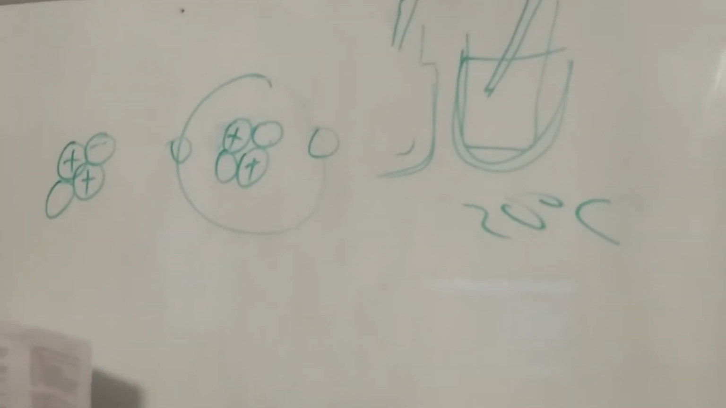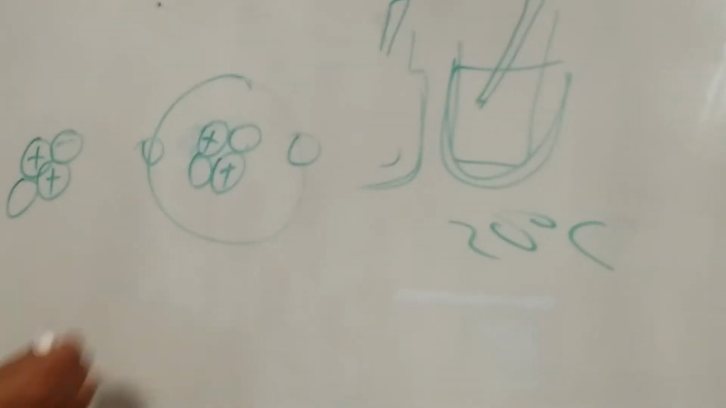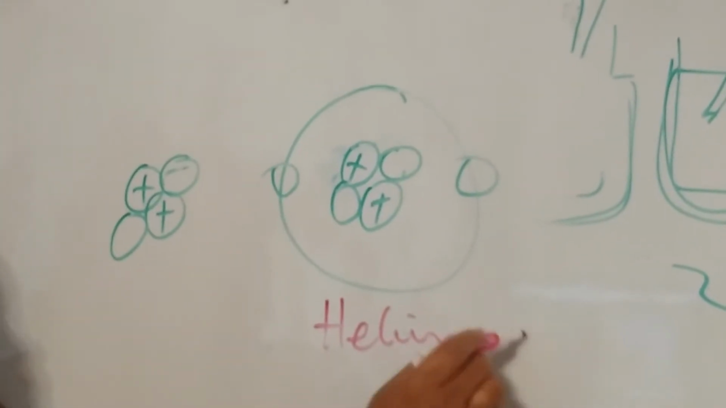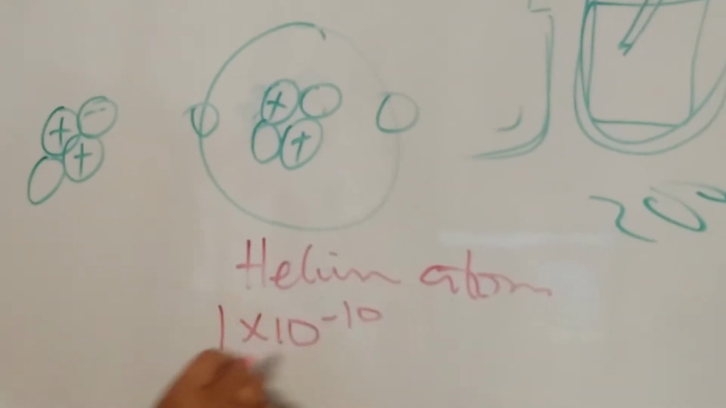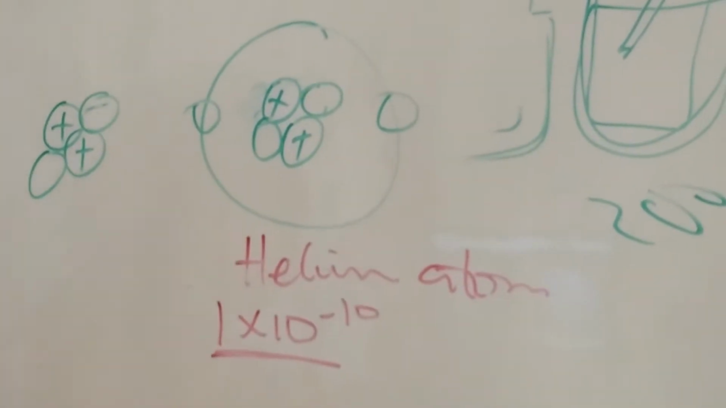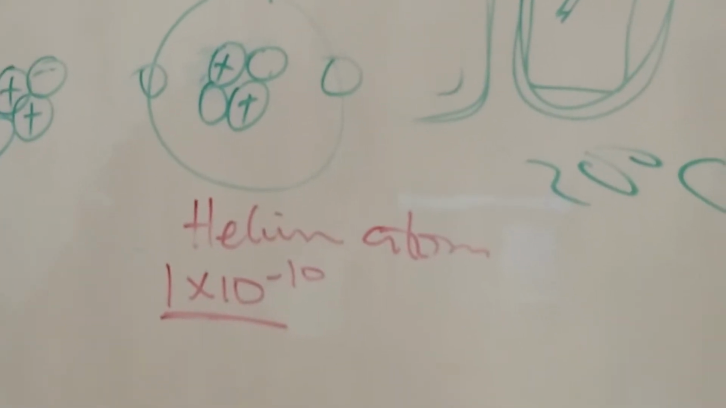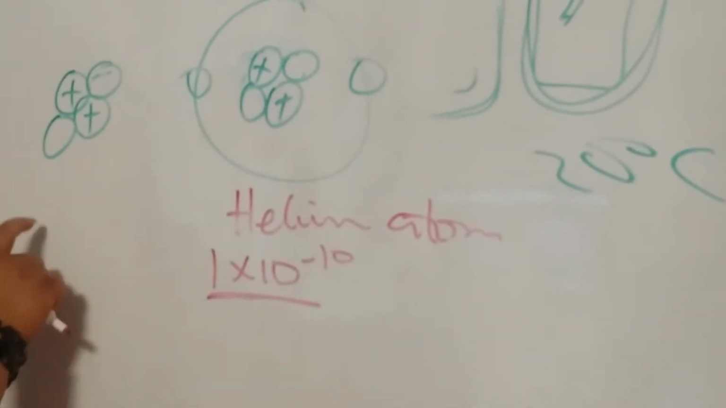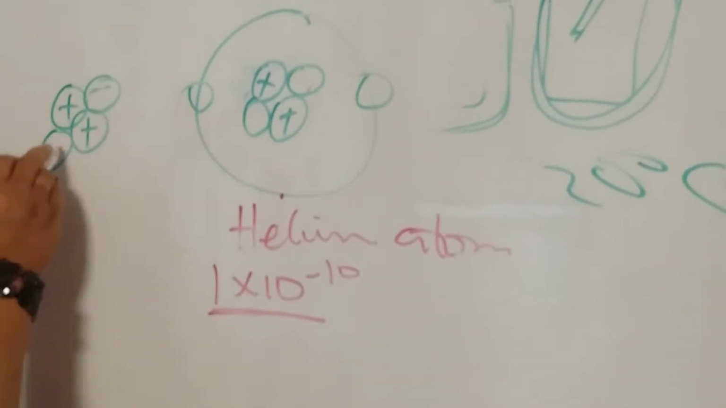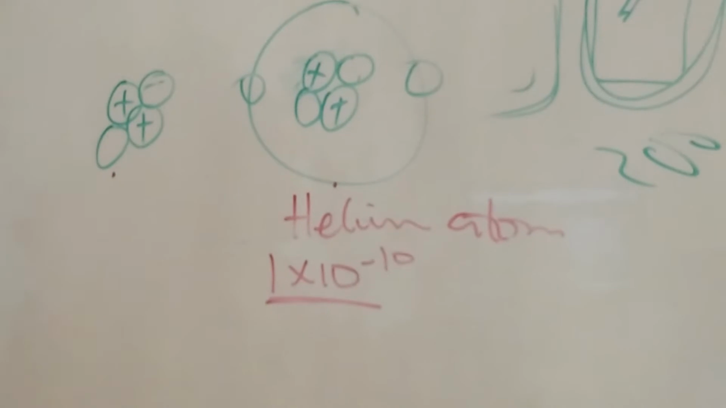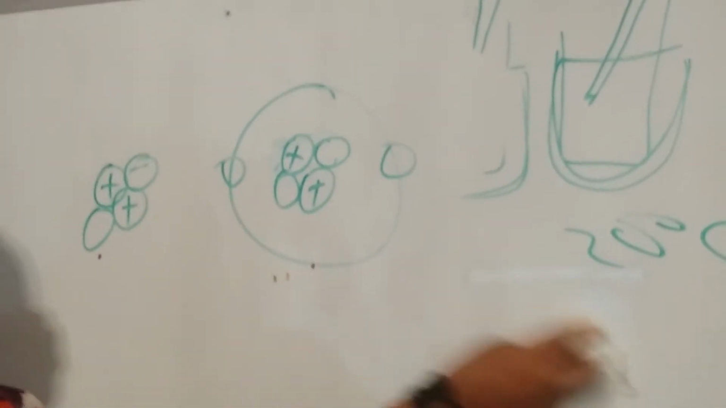Now, the difference between the alpha particle, I don't know if you can see this very clearly, the alpha particle and the helium atom. In one of the questions you were asked to work out the average size, which is 1 times 10 raised to the power minus 10. That is the average size of the helium atom. The difference is that here you have electrons orbiting around the nucleus and here you don't. And the mass number is 4 and the atomic number is 2.